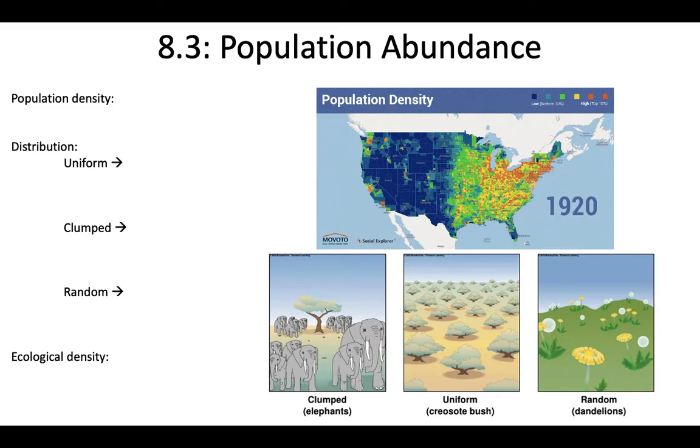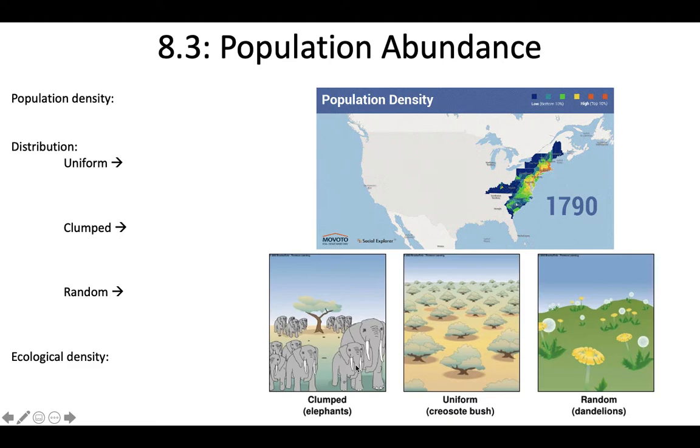Maybe because of asexual plant reproduction. So when we talked about those stolons before, that might cause a clumped plant distribution. Elephants are clumped because they are social and they gather in herds.